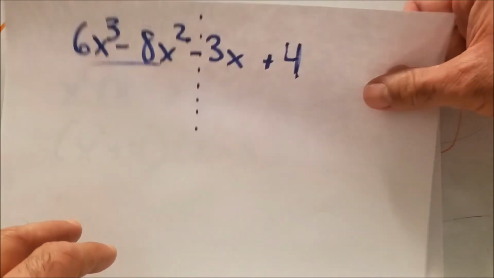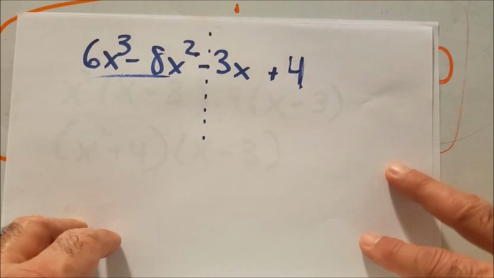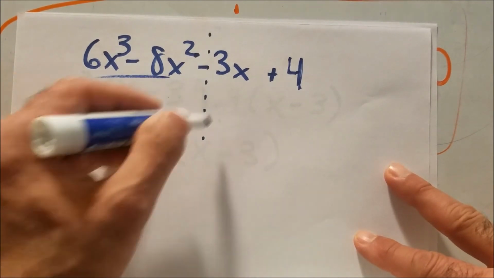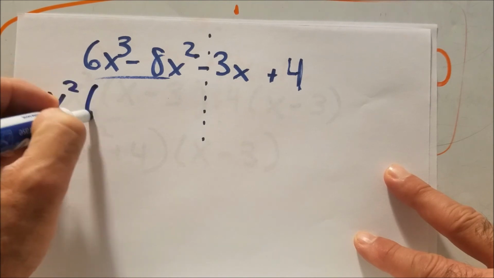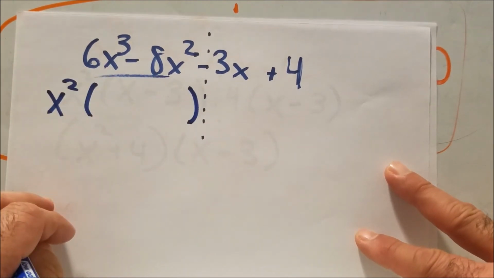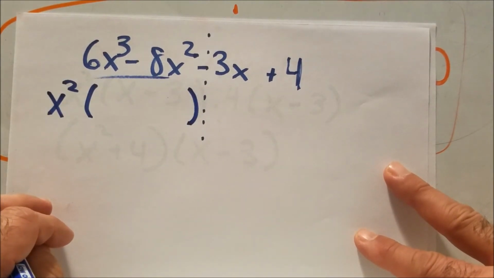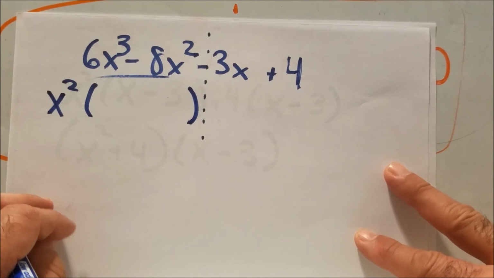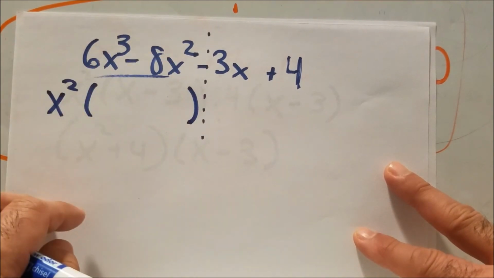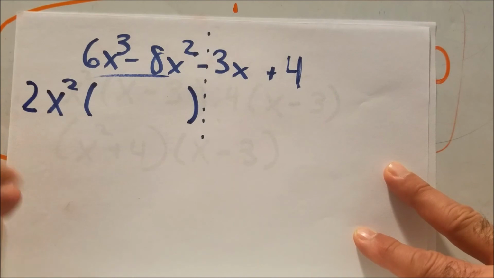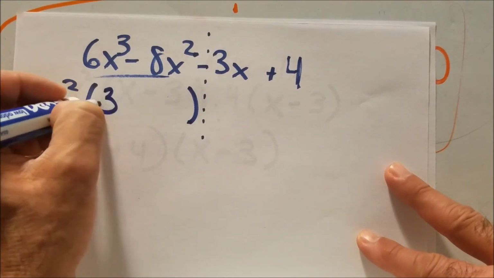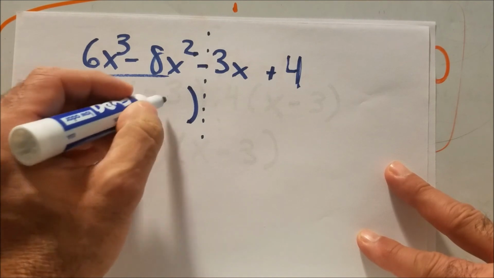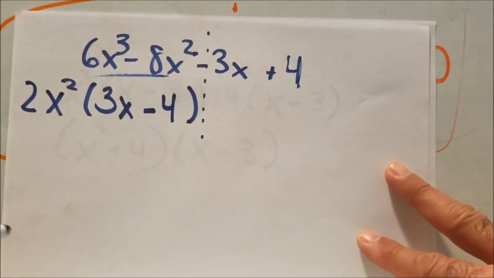Okay, so let's try this one. And let's, again, cut it in half like we did here. And let's take out the x squared. All right. And actually, we should also take out a constant. So what constant goes into 6 and 8? 2. So don't forget the constant. We've got to take out the 2. And we'll bring this back. We'll get a 3x over there minus 4. And that's what we're looking for on this side.